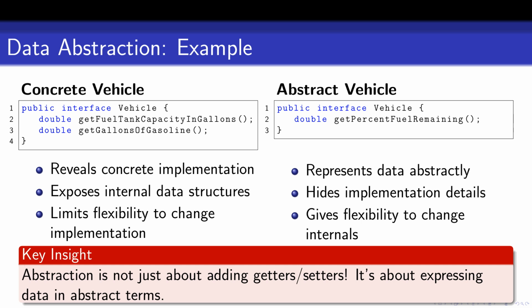Let's see abstraction in action with a vehicle example. A concrete interface might have get fuel tank capacity in gallons and get gallons of gasoline. Specific, sure, but it screams I'm using gallons, and limits flexibility. Contrast that with an abstract version. Get % fuel remaining tells you what you need without spilling the beans on how it's stored. The key insight: abstraction isn't just slapping getters and setters on things. It's about expressing data in a way that's free from implementation baggage.